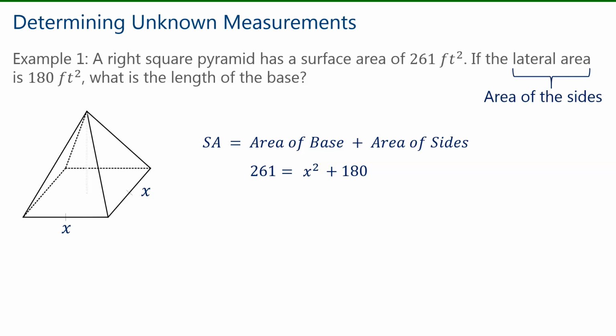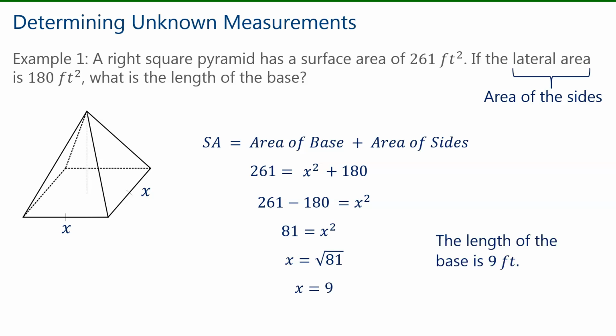I will start by bringing positive 180 over to the left-hand side, making it 261 minus 180. Now when I subtract those, I get 81 equals x squared. Now to solve for x, I need to find the square root of both sides, which means x would equal the square root of 81. And when I simplify that, we get an x value of 9. So now we can say that the length of the base is 9 feet.